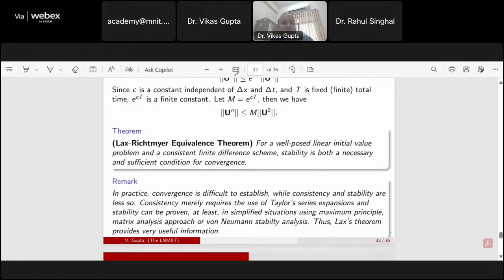So I conclude this lecture with this remark. In practice, convergence is difficult to establish, while consistency and stability are less so. Consistency merely requires the use of Taylor series expansion, and stability can be proven, at least in simple situations, using the maximum principle, the matrix analysis approach, or the von Neumann stability analysis method. Thus, this Lax-Richtmyer equivalence theorem provides very useful information.